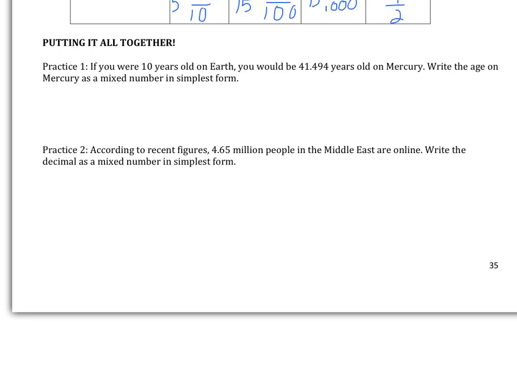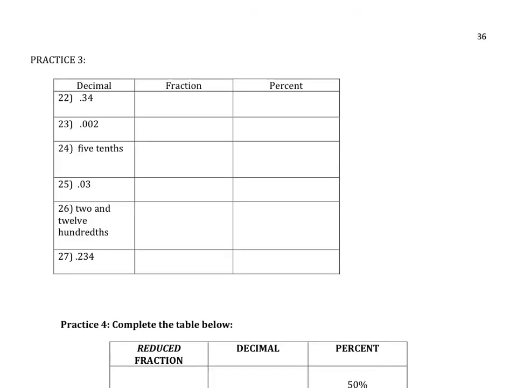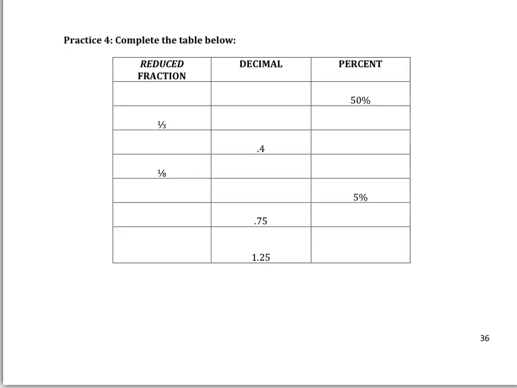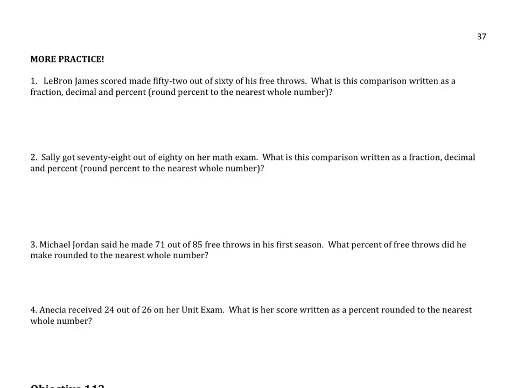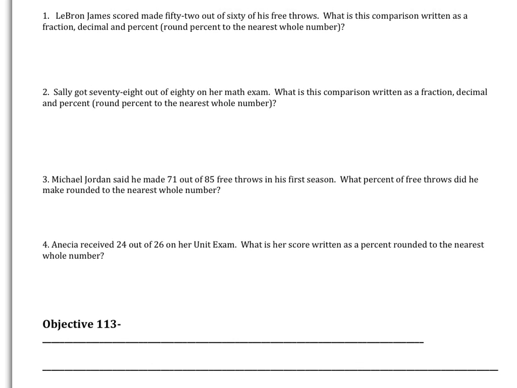So for homework, and this must be done before class, you need to do the next page. So let's go to it. You need to do this page, fill out these two tables, and then you also need to do these more practice problems, all the way up to, clearly you're not going to do objective 113, so you just need to do those 4 problems. Should only take about 10-15 minutes more.